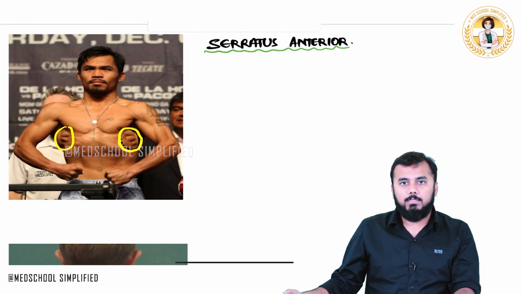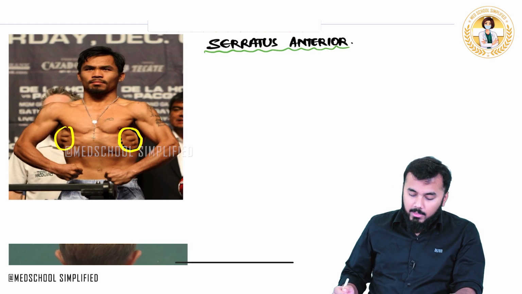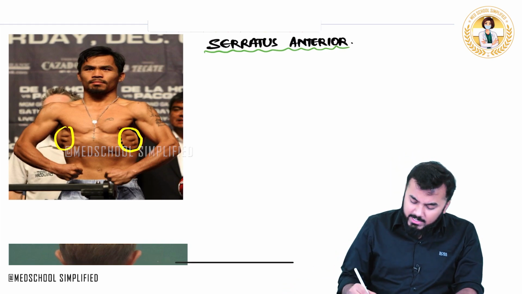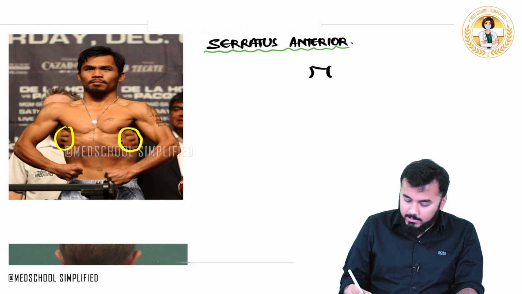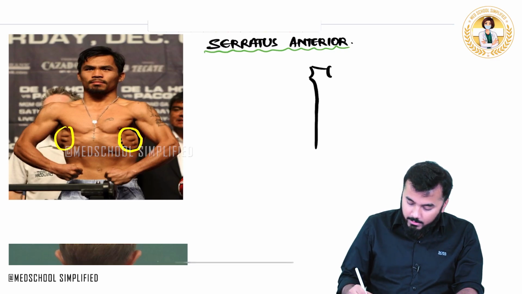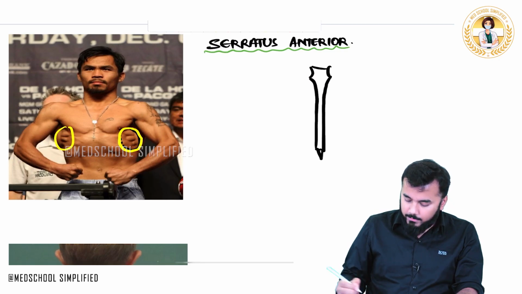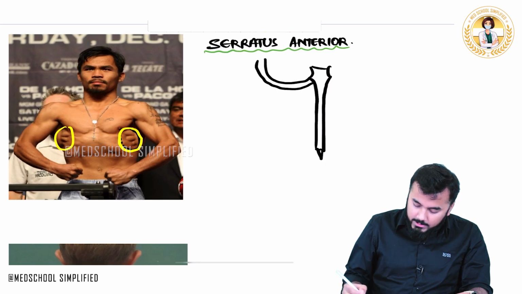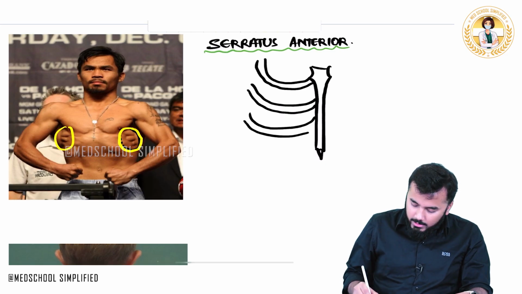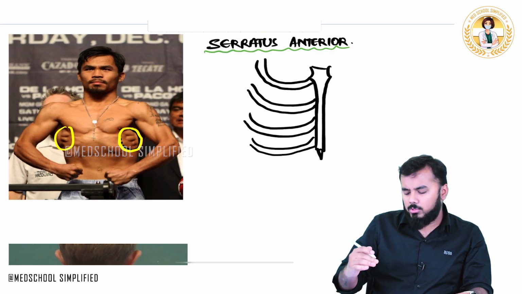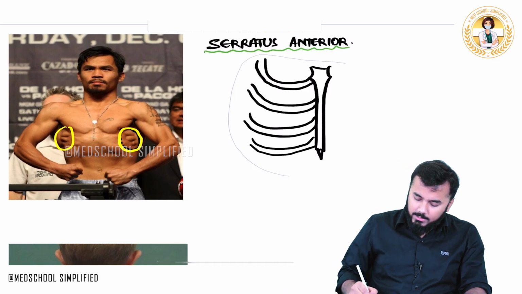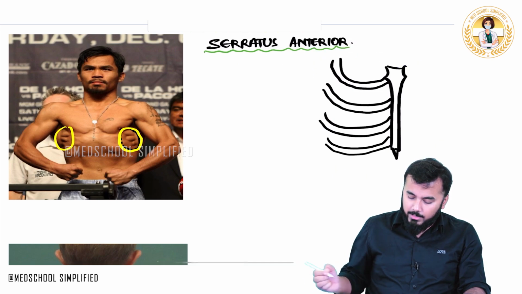Now, where does serratus anterior originate and where does it insert? Very easy. Let us say this is your sternum. Here you have your first rib, for example, this is your second rib, this is your third rib, this is your fourth rib, and it goes on, 1 2 3 4 5 6 7 8, all the 8 ribs. Next, let us move this rib cage aside.